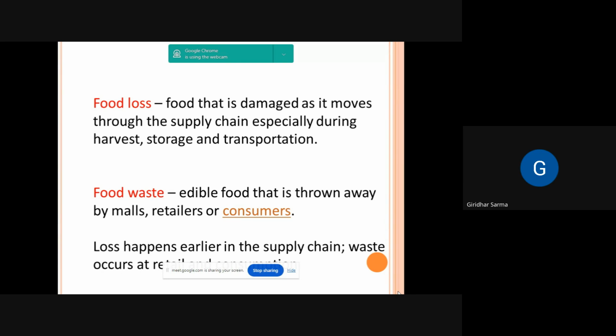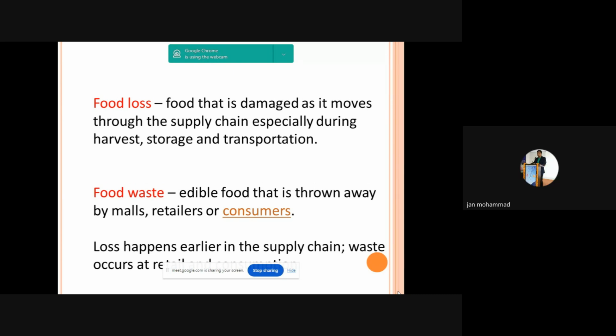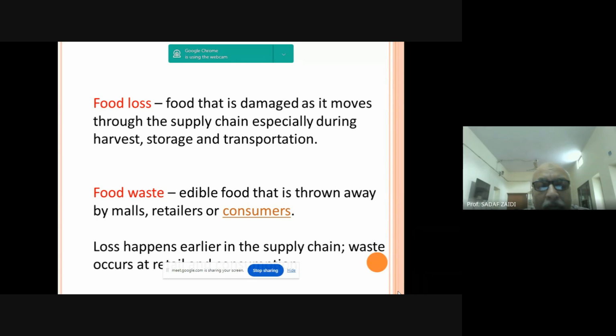John sir, please mute. क्या हुआ भाई? प्लीज बाकी लोग म्यूट कर दें अपने आप को. All the others, please mute, otherwise there will be disturbance.